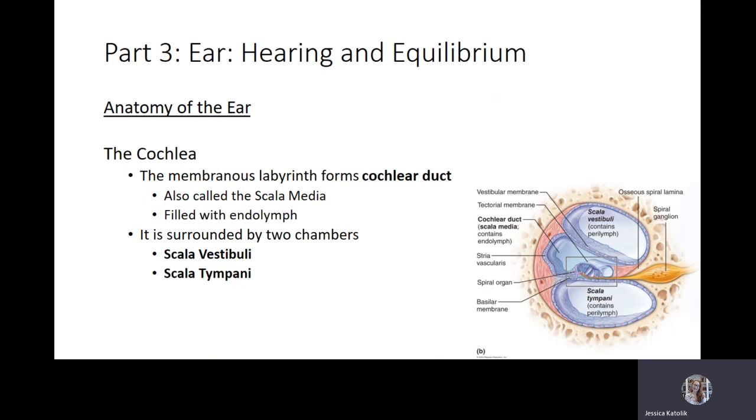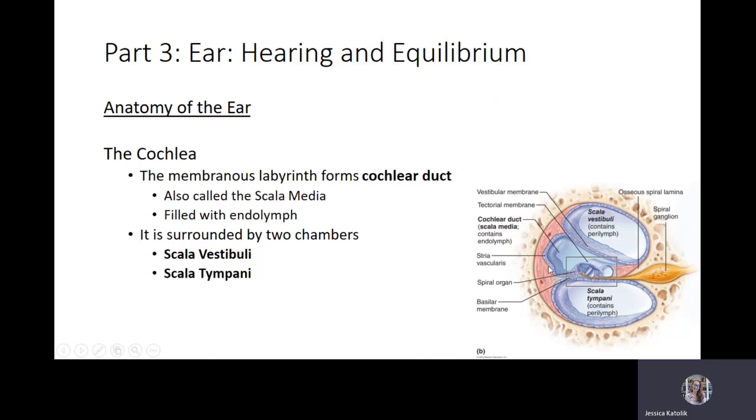Let's look into the internal structure of the cochlea. These will be important when we talk about the physiology in more detail later. So here we're going to have part of the bony labyrinth. We can kind of see the border here. And the membranous labyrinth is actually going to create the cochlear duct. It's going to be located here.